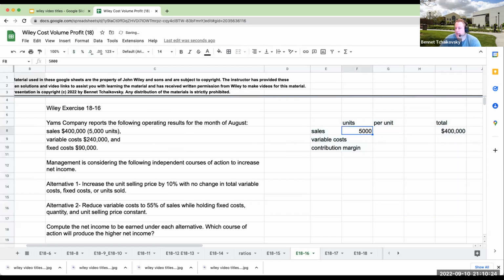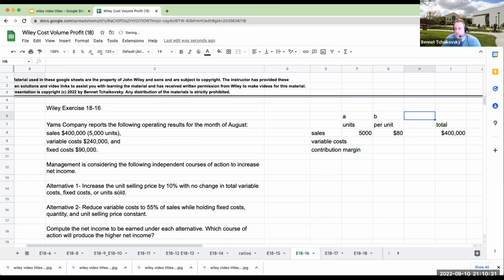Okay, so if I had 5,000 units sold, that means my per unit must have been 80, because the units times the per unit is going to give me my total amount. My variable costs were 240,000. That means, at 5,000 units, my per unit is going to be 48. So my contribution margin at 5,000 units is going to be 32 per unit, so it's going to be 160, or I can take 400 minus 240, which gives me 160.